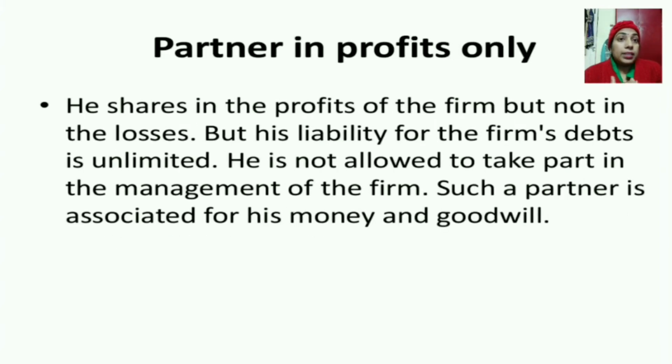Then partners in profits only. Here he shares only in the profit of the firm but does not contribute towards the losses of the firm. His liability for the firm's debts is unlimited, but he is not allowed to take part in the management. Such a partner is associated for his money or goodwill.